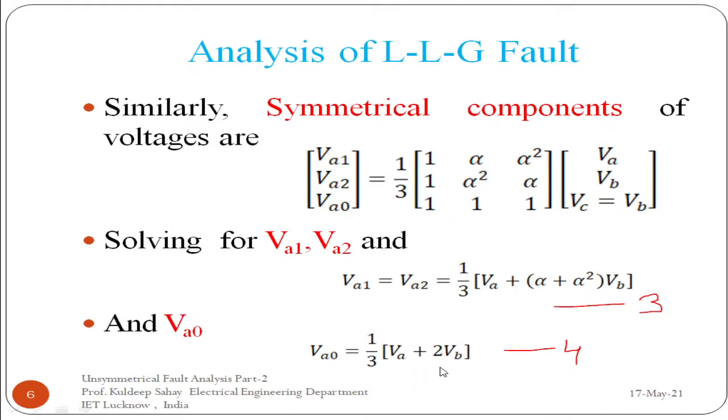So here what is concluded: the positive and negative sequence voltages are equal, while for current you can see that the sum of any two sequence currents is equal and opposite to the other one.